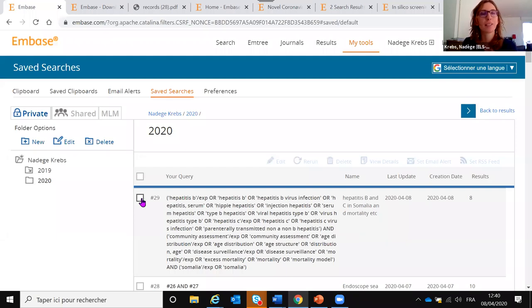So you can rerun it. Let's say maybe in 6 months you want to do an update, so you would select it and you say rerun, and it will find again all the results that were originally there, plus the ones that were added between now and the time that you do it.